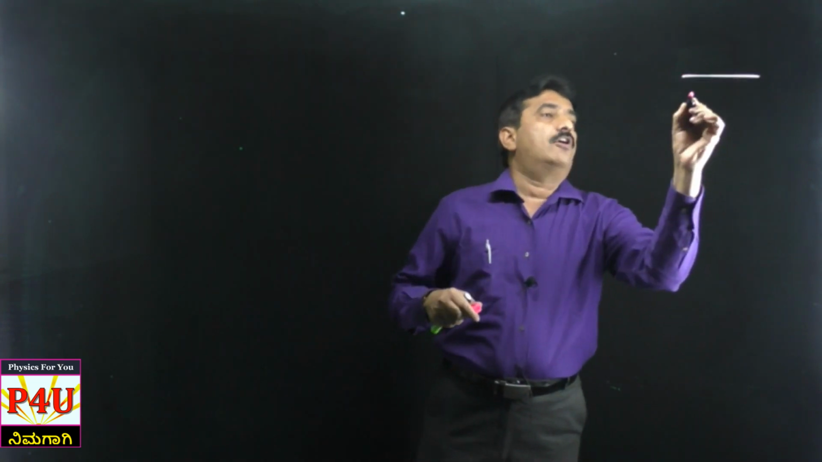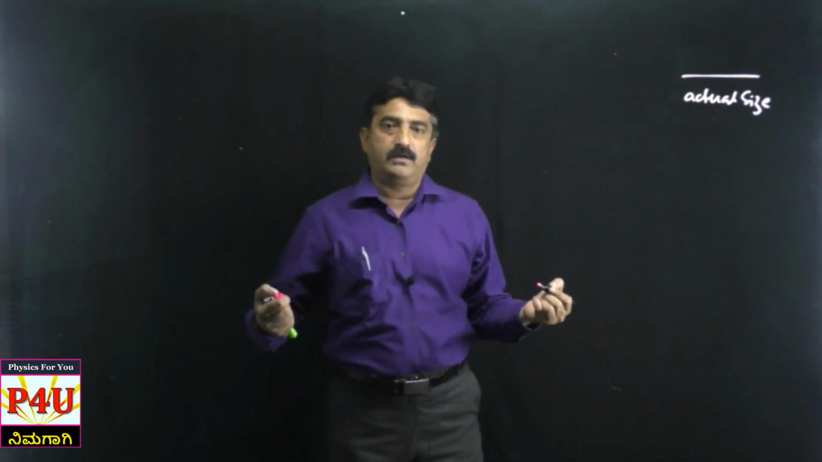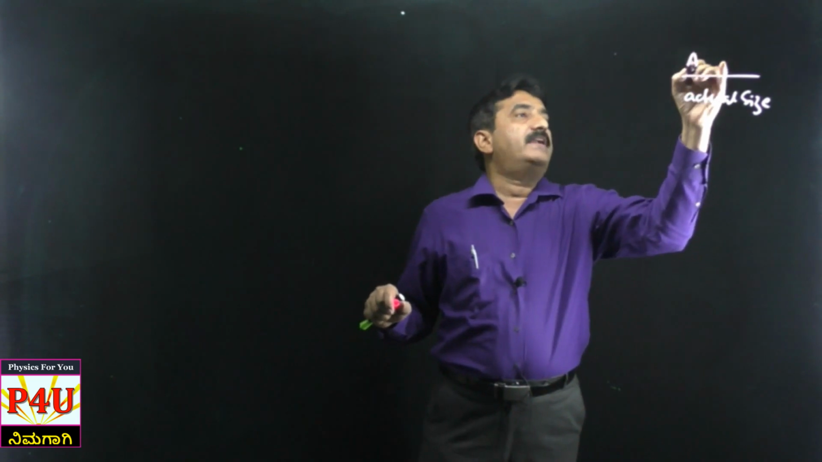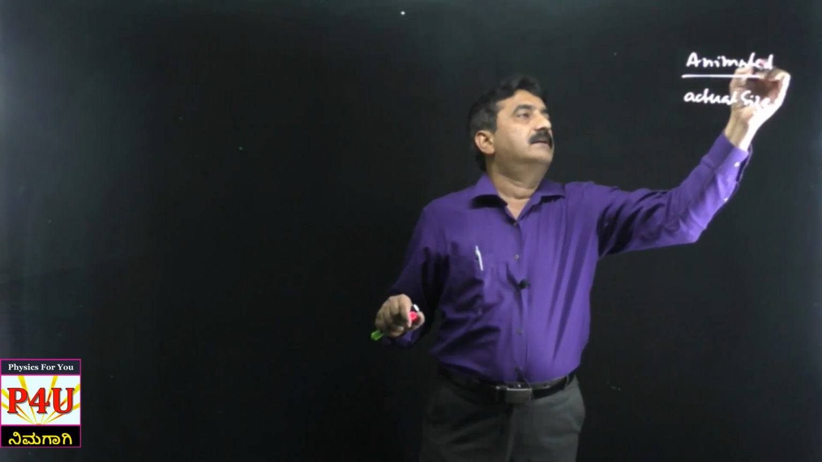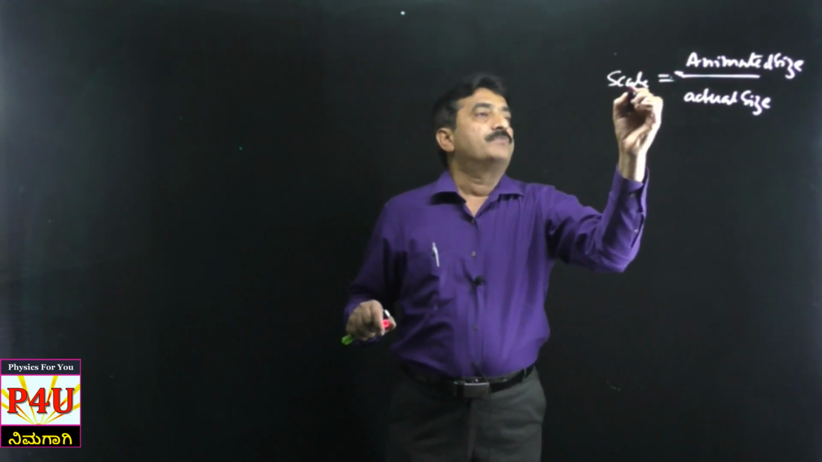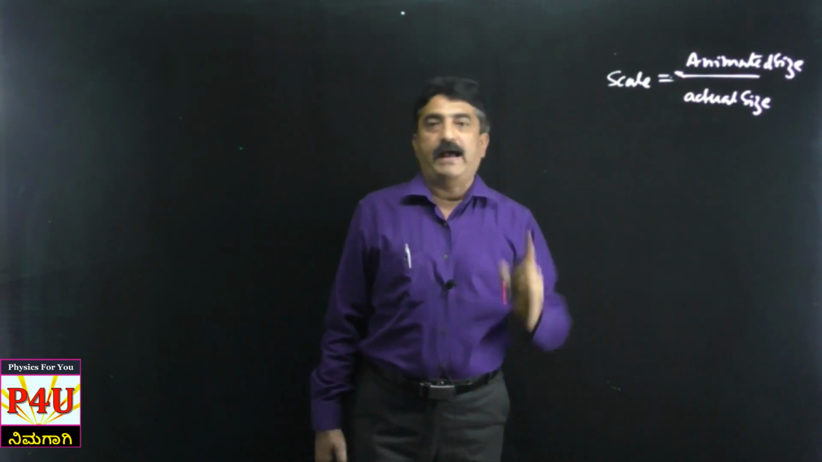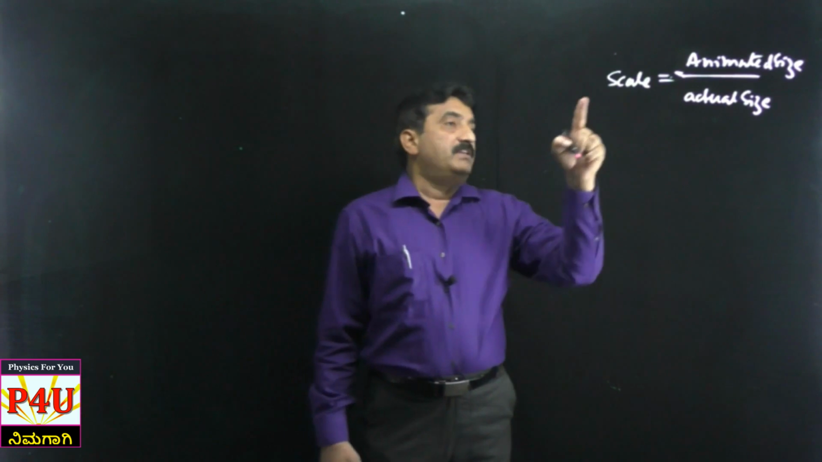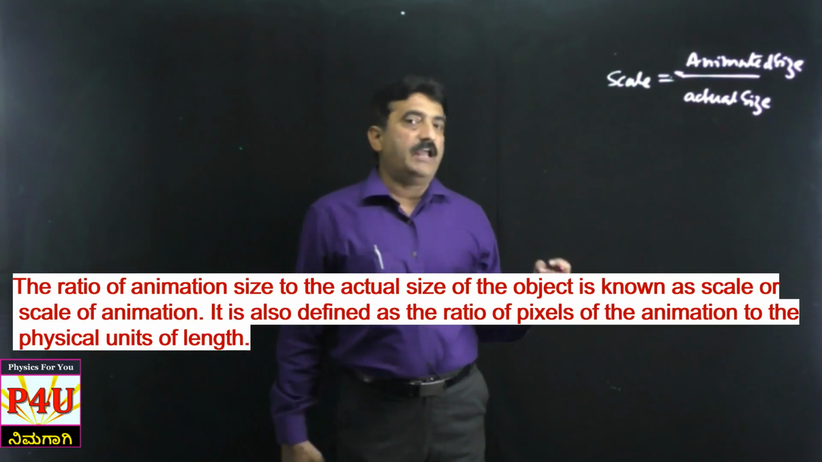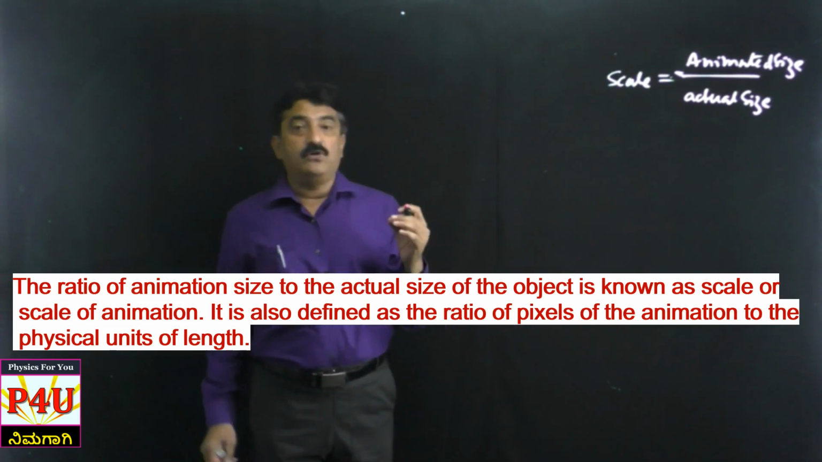That is in the denominator, the actual size of the object or character or property or anything. And the animated size. So the ratio of these two is known as scale. So scale or scaling is nothing but animated size divided by actual size. And also we write scale in terms of pixels, animation pixels divided by the actual dimension of the object, like how we define scale. Okay, so while scaling, you have to be very careful.